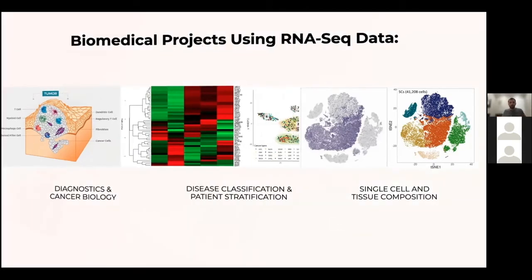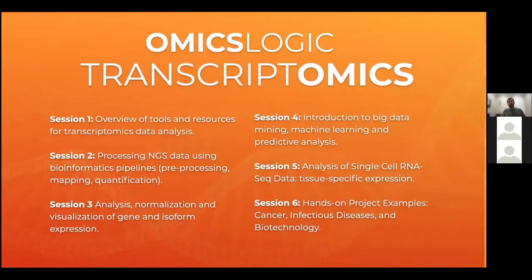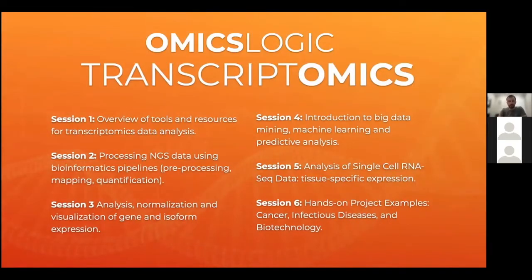Ultimately, this whole program is designed to provide you with an overview of tools and resources for transcriptomic data analysis. It will provide you with an experience, and we'll do a little bit of that today, of how to process next generation sequencing data using what are called bioinformatics pipelines, and we'll use our tBioInfo server to do that. Then we will do analysis, normalization, and visualization of gene and isoform expression. We'll provide you with some automated tools. We'll talk a little bit about how to deal with this data in Excel, but we'll also show you some tools in R and Python that typically work as a package that you can learn how to use or modify so that you gain some insight into your data.